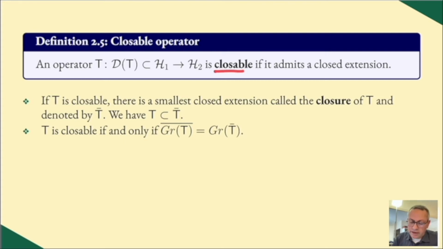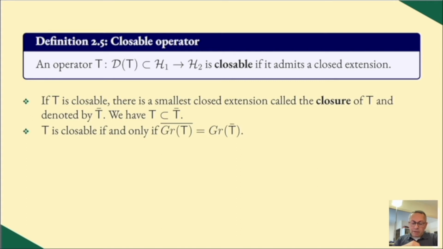Closable means simply that an operator has a closed extension. And this is usually, from the practical point of view, much easier to do. If it has a closed extension, you see that if you have two such extensions, by taking the intersection of these extensions, you still get a closed extension. So you can speak about the smallest closed extension of this operator.